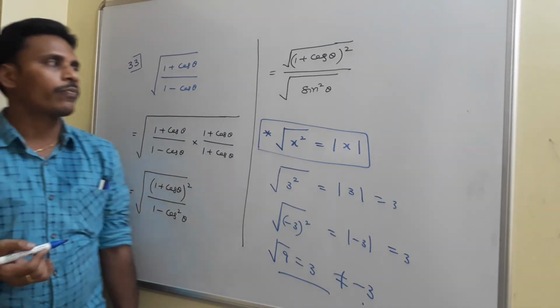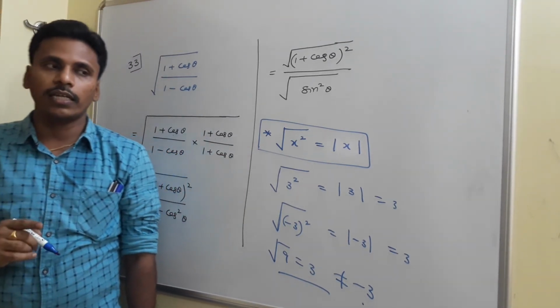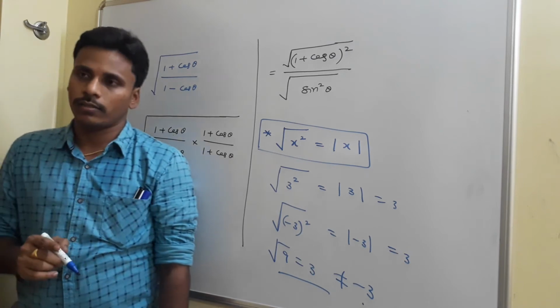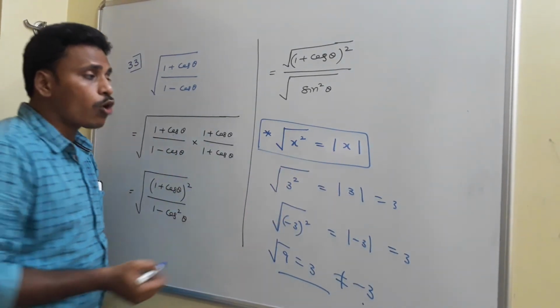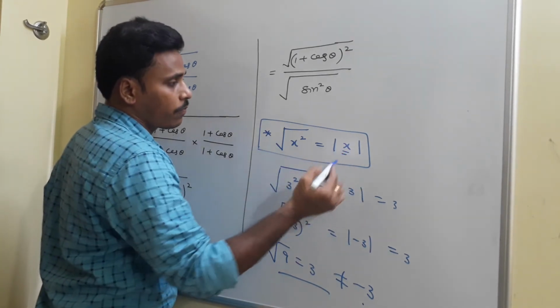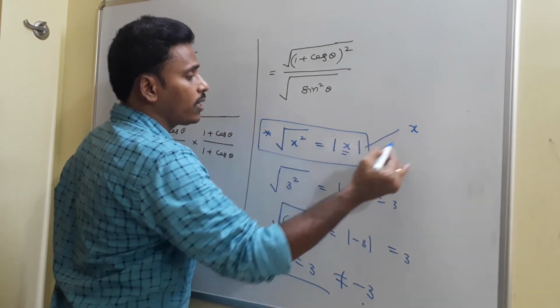With that idea, to remove that square and then root, you need to utilize modulus. And how to remove this modulus? I can remove this modulus just by thinking about x. If that x is positive, it is x only.